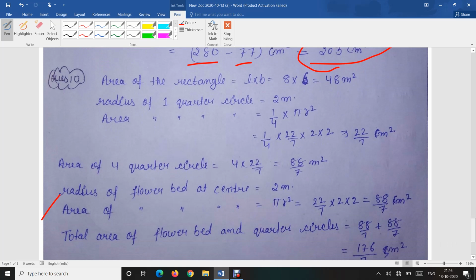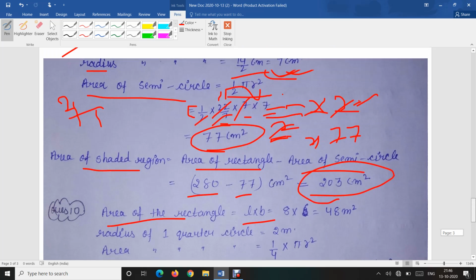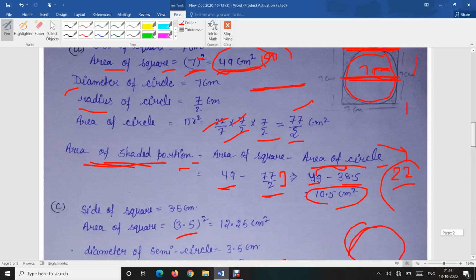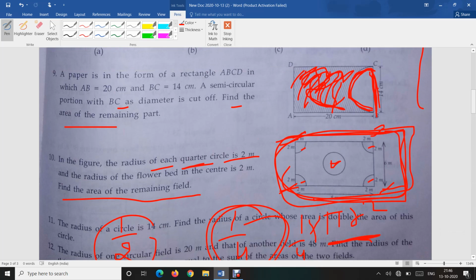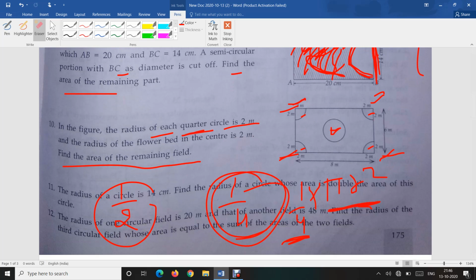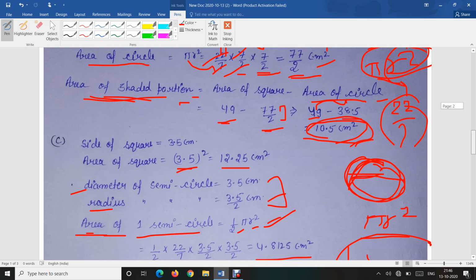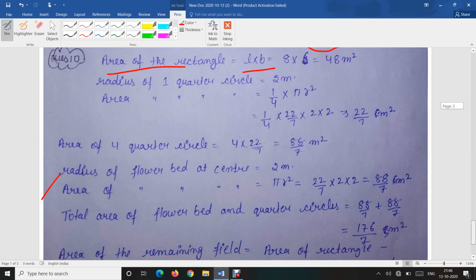Here you have the area of a rectangle, which is given by length multiplied by breadth, you know that. The length is 8 meter and the breadth is 6 meter, which is already given, and also the radius of each quarter circle and the whole circle is 2 meter, which is also given.